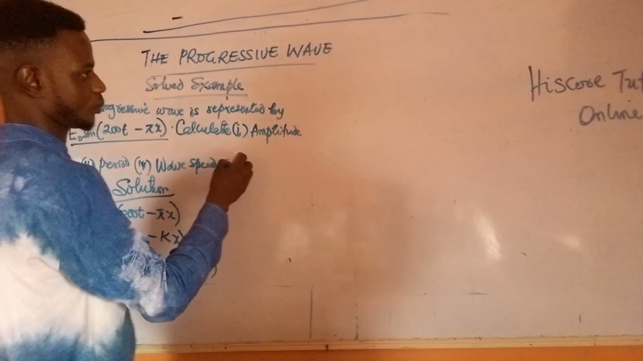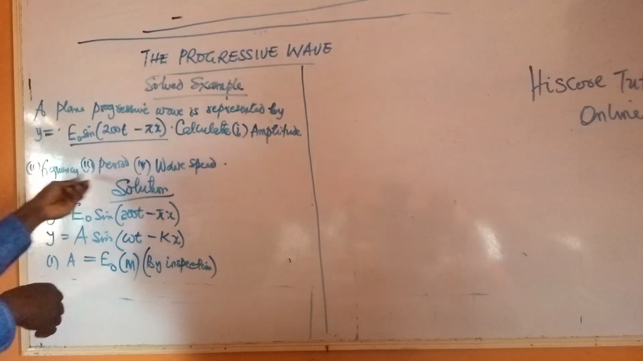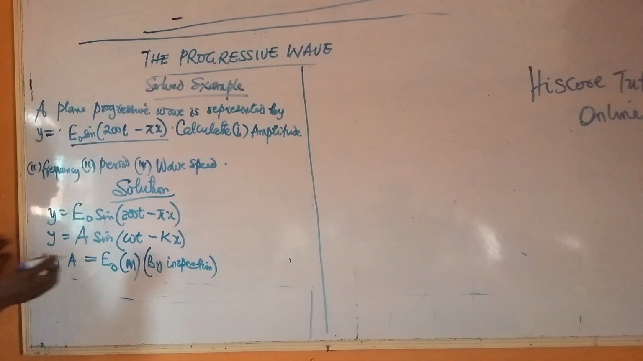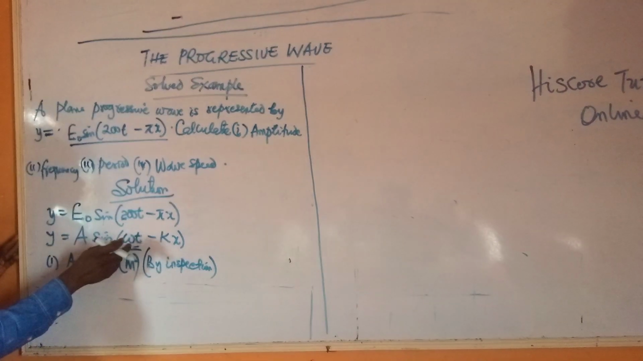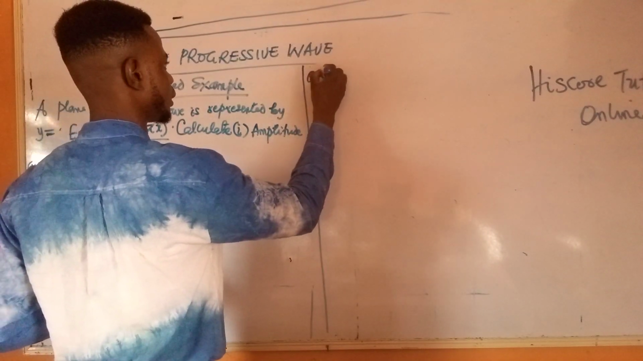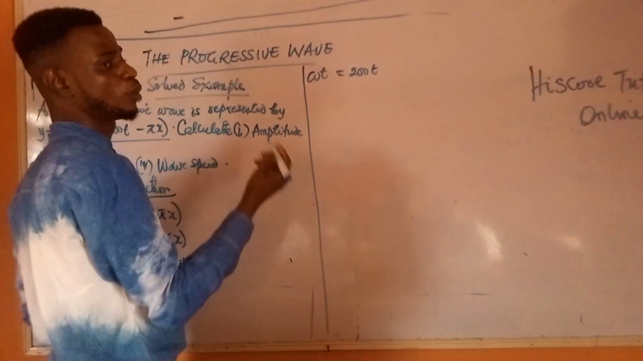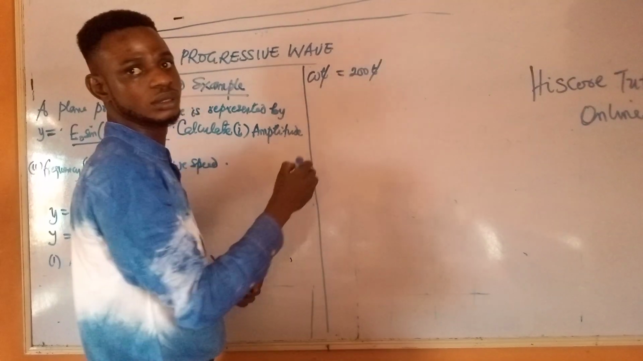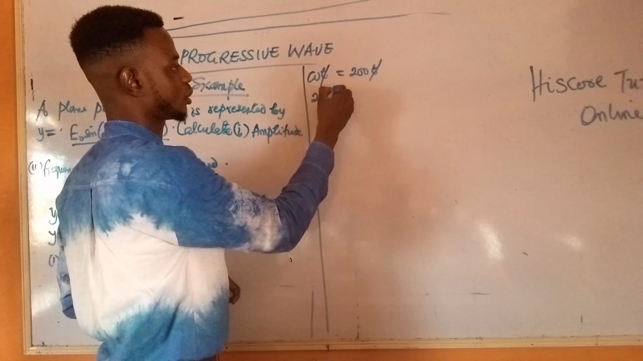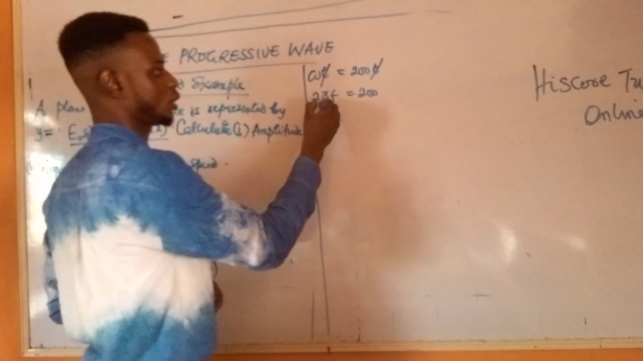Then number two. What is the second one we have to find? The frequency. Always, the frequency, where you have omega, is from the t parameter. So from here we have omega t equals 200t. Dividing both sides by t, t cancels t. But omega is 2 pi f, so 2 pi f equals 200. Divide both sides by 2.